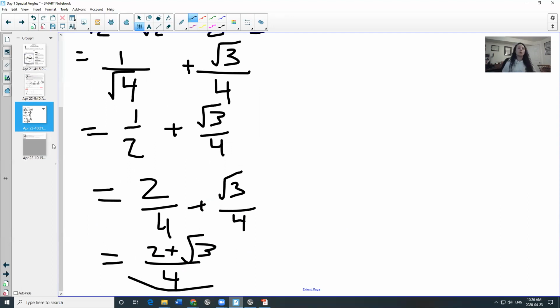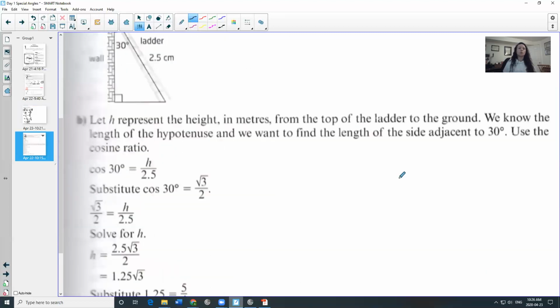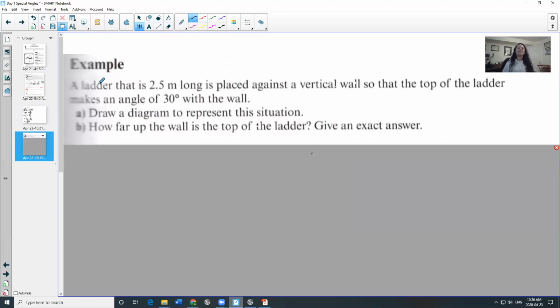Let's look at one more in a word problem. All right, so these are basically the same trig questions you would have seen in grade 10, but we're keeping our answers very specific, and that's the whole point of today. So a ladder is 2.5 meters long. It's placed against a vertical wall, so the top of the ladder makes an angle of 30 degrees.